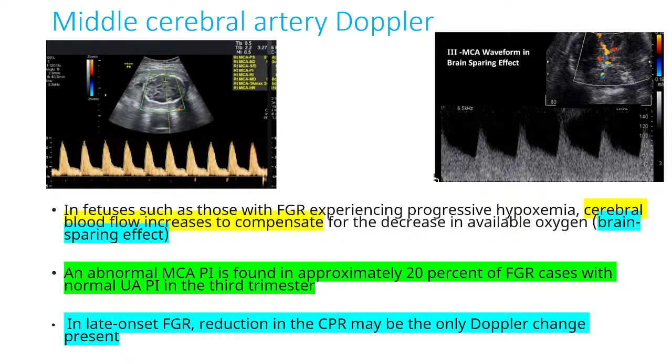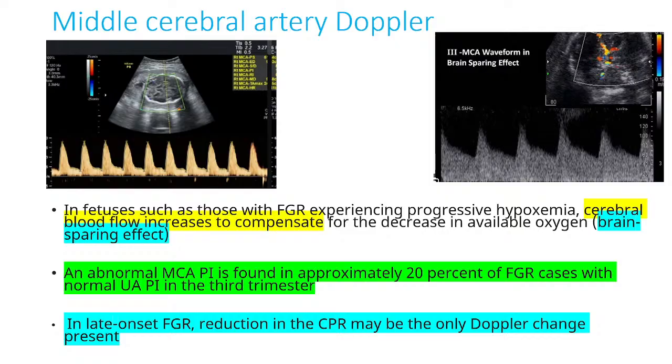Not only the umbilical artery Doppler, middle cerebral artery Doppler also indicates fetal compromise. Usually after umbilical artery Doppler abnormality, the middle cerebral artery Doppler abnormality starts, but in many cases it can start without umbilical artery abnormality. That occurs in 20% of cases. In 20%, only MCA abnormality may be existing.